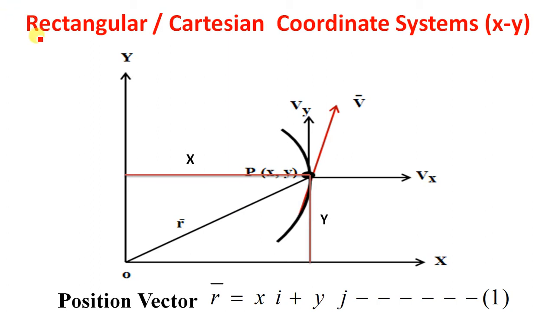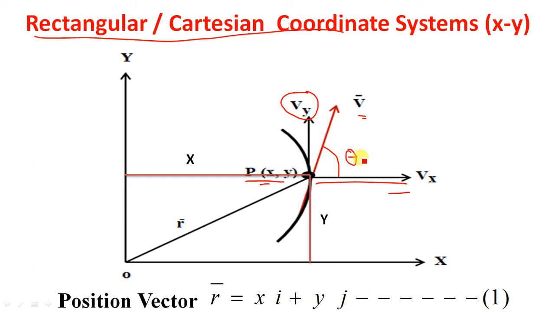Again, this is the rectangular or Cartesian coordinate system. This is x, y. The position of this particle can be shown by P(x, y). This is the velocity in x direction, and perpendicular to this is the velocity in y direction. If we find the resultant of these two, that is the velocity v, and its angle with respect to any one direction is theta. Let's say the angle with respect to x direction is theta x.